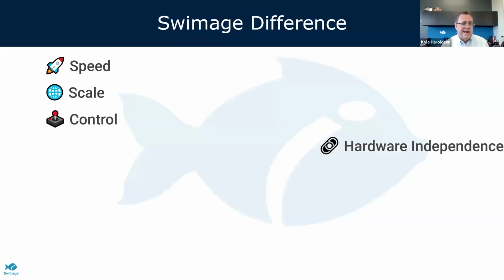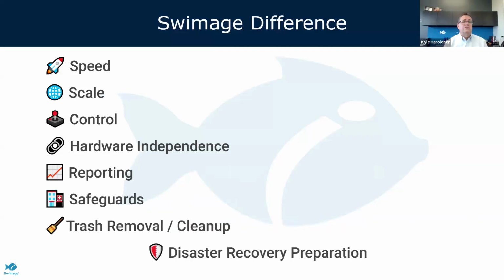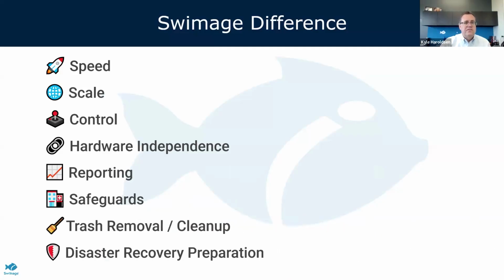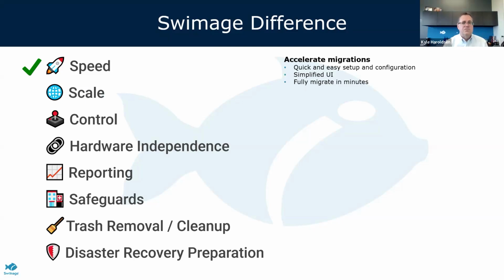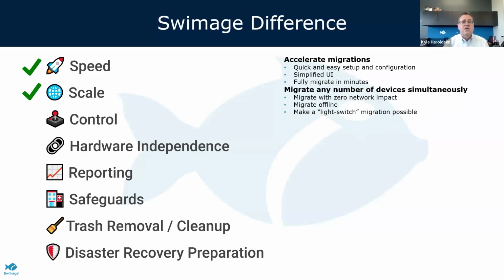So here's where Swimage has the differences in doing migrations. So we're going to go through each one of these. Speed is a big factor. So we accelerate migrations. We can do it very, very quick. In fact, we can do it in a matter of minutes, as we can do migrations faster than anybody else. We also do it with a simplified UI, which speeds up the provisioning and identifying machines and those kinds of things. And then we've got scale, which is migrating any number of devices simultaneously.